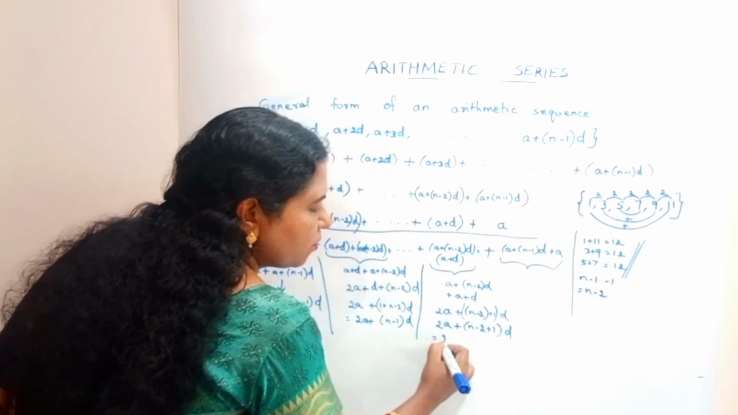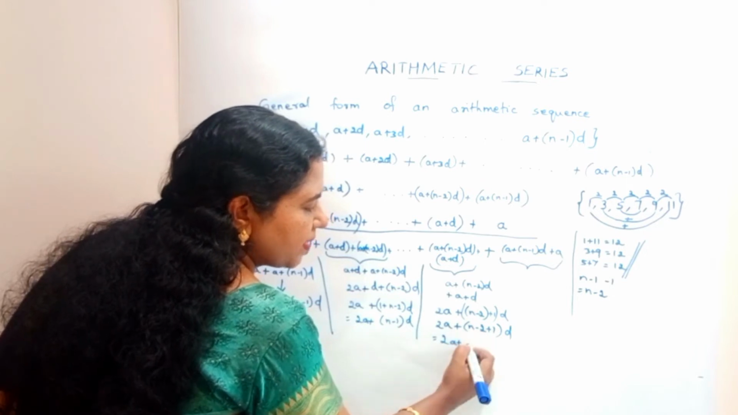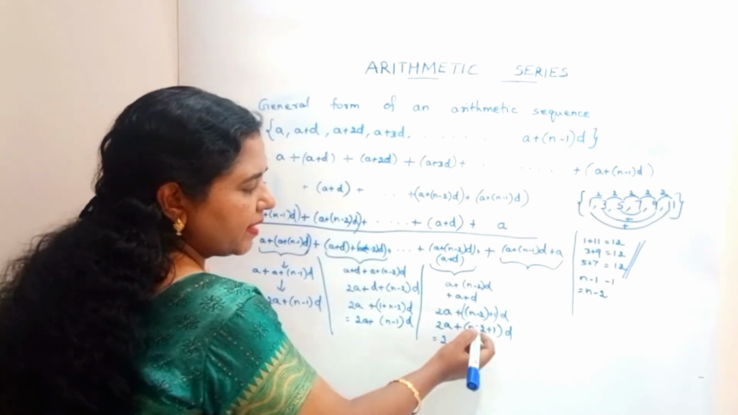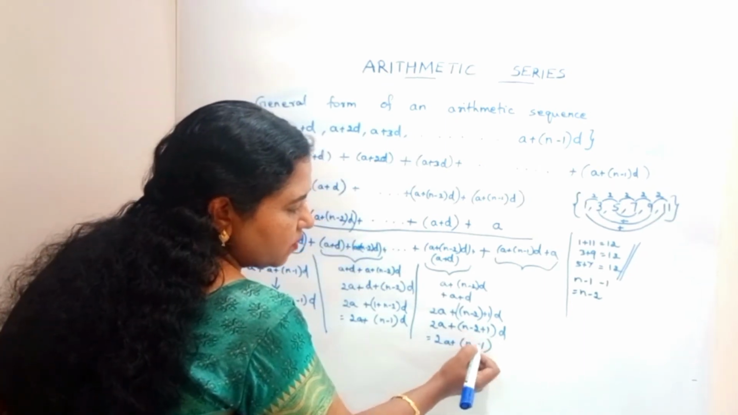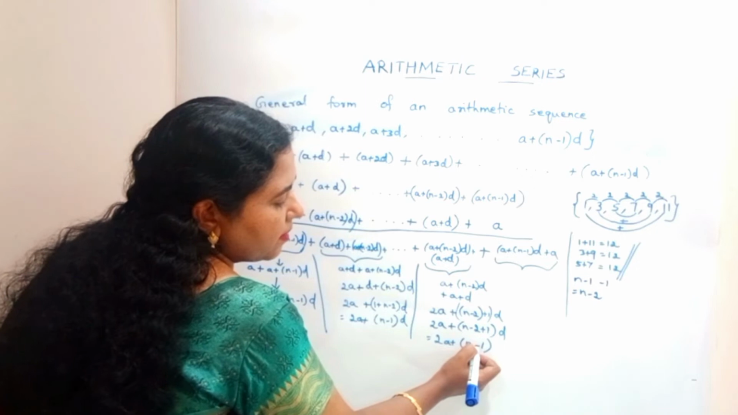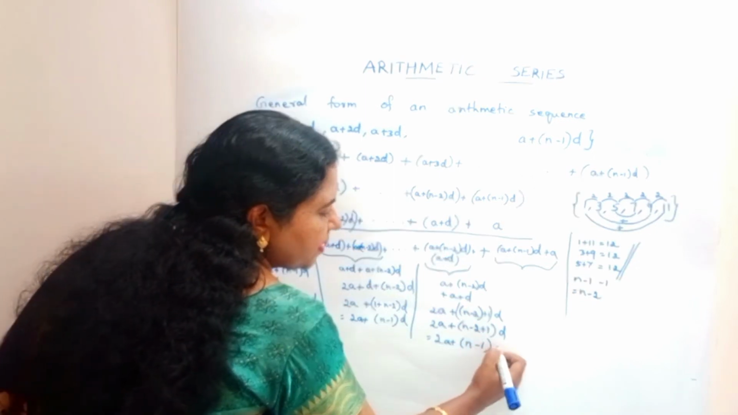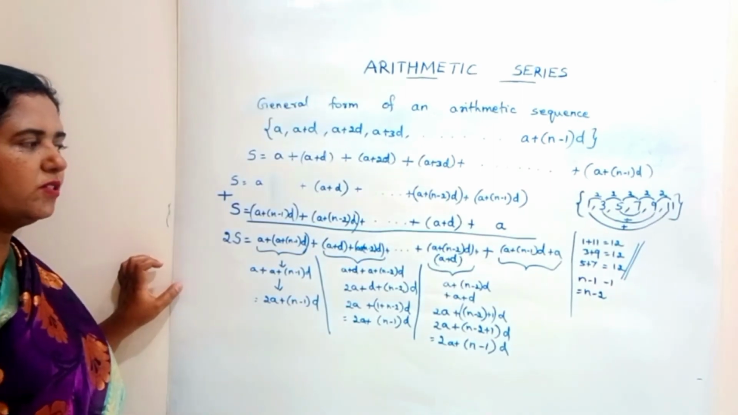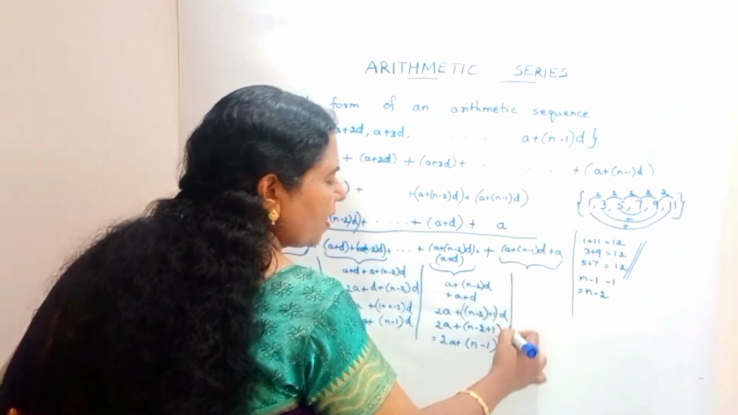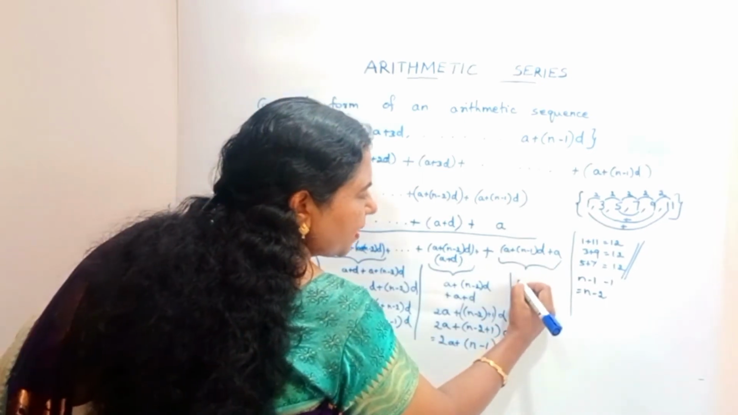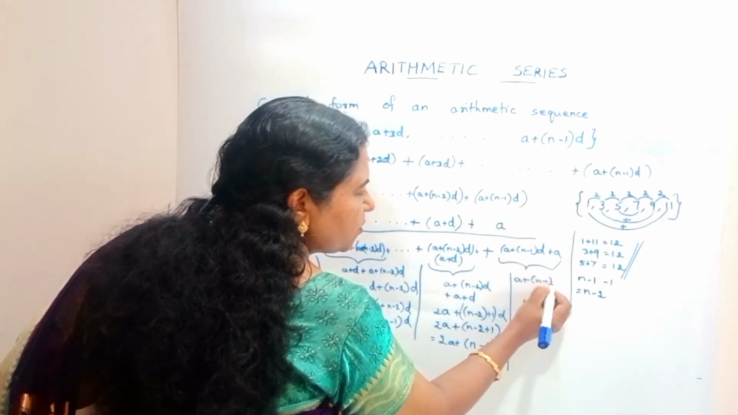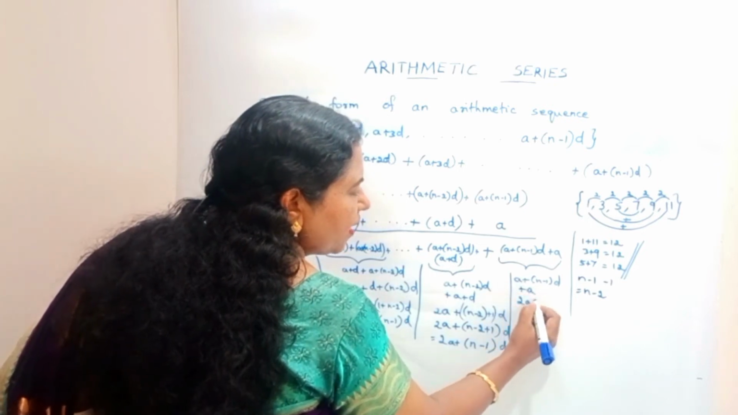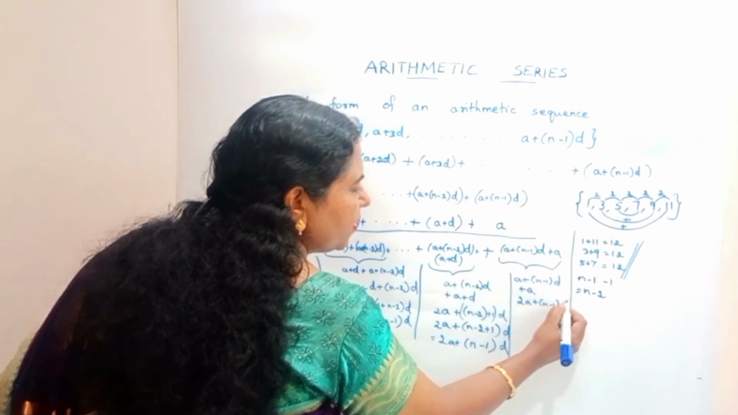So it is equal to 2a plus n minus 2 plus 1. So it becomes n minus 1. So we have to subtract, and the greater number has a negative sign. So we have to insert a negative sign in front. So it becomes n minus 1 and then d. So it is 2a plus (n minus 1) into d. Now coming to the last case, it is a plus (n minus 1) into d plus a. So a plus a, it is 2a plus (n minus 1) into d.